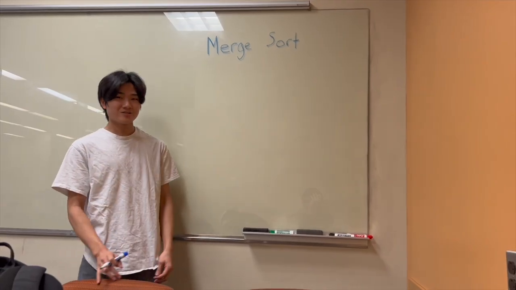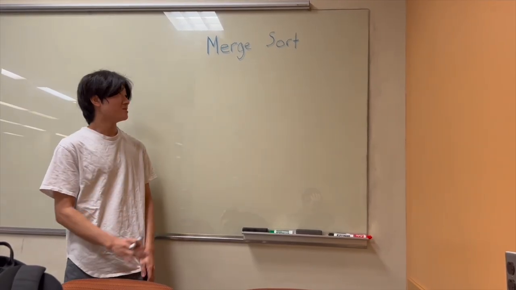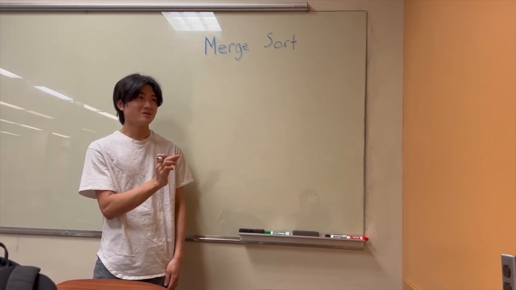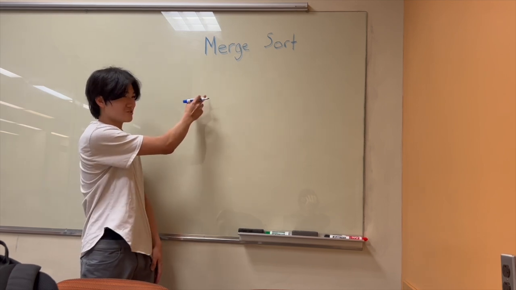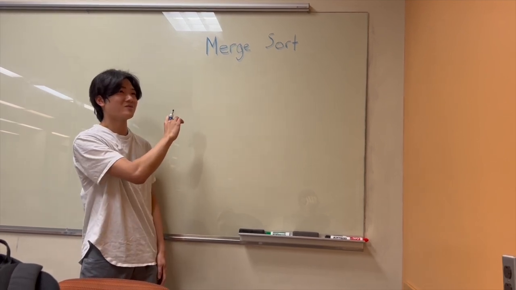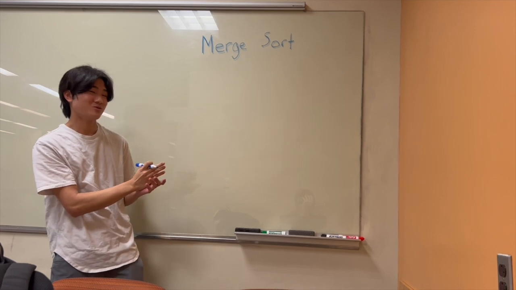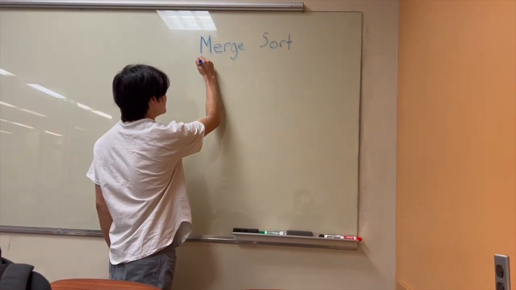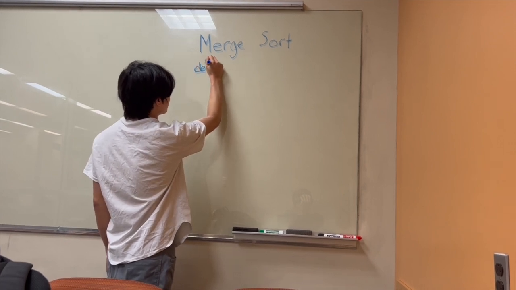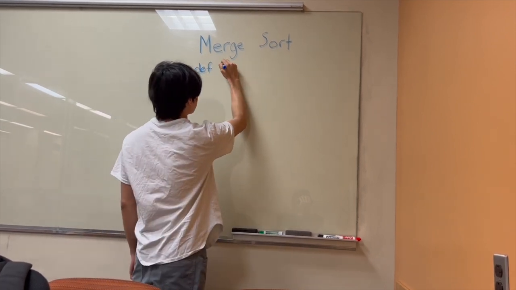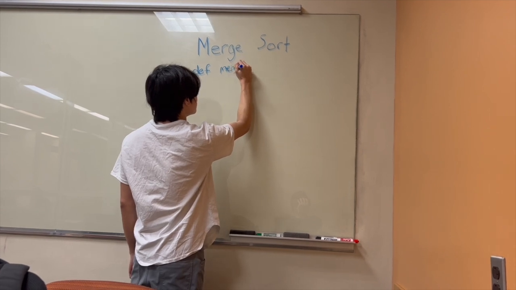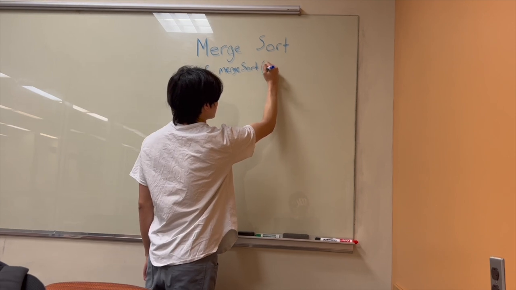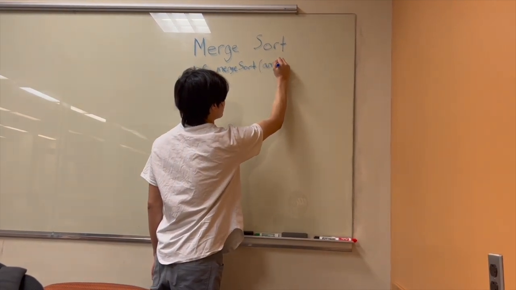Merge sort is a sorting algorithm where it recursively splits up an array into halves until it gets a bunch of subarrays, and then it compares the values and merges them back together into a sorted array. So we'll just start with our algorithm here. We'll define our function merge sort, and I guess it'll take our array.